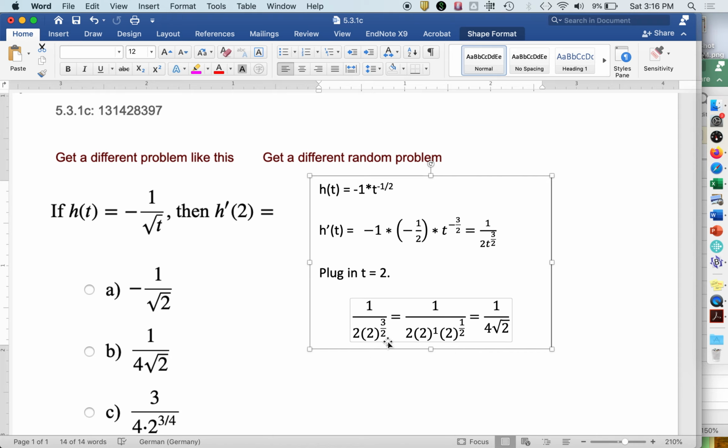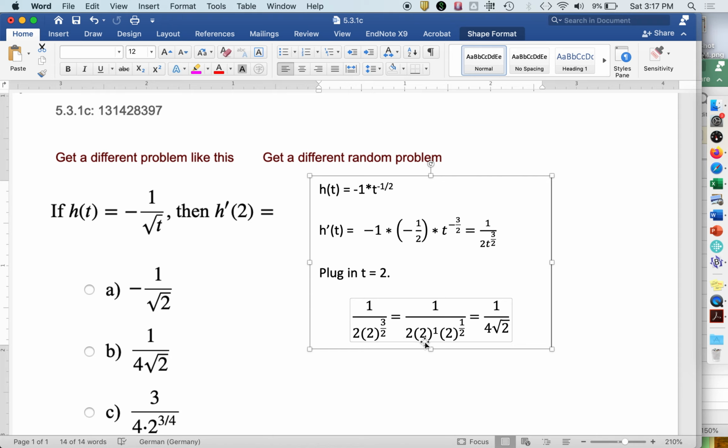Well, 3/2 is an improper fraction. 3/2 is 1.5, right? 1 plus a half. So I can separate the 3/2 into 1 plus 1/2. In other words, our denominator is 2 times 2 to the 1 times 2 to the 1/2.